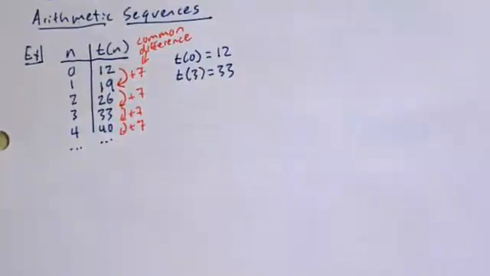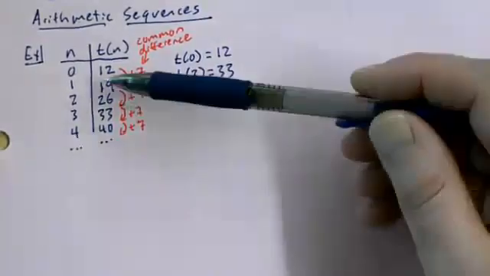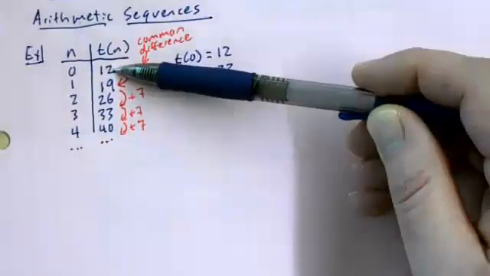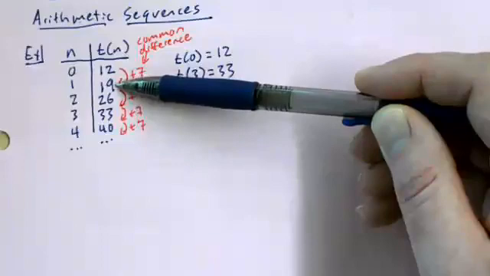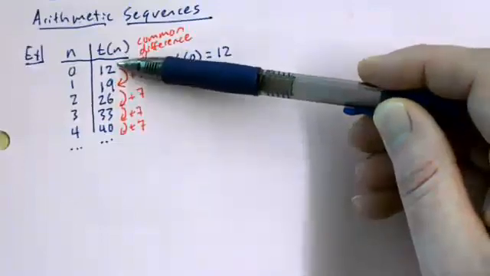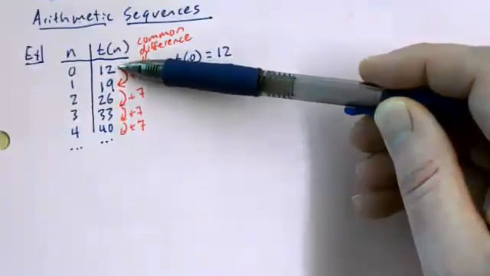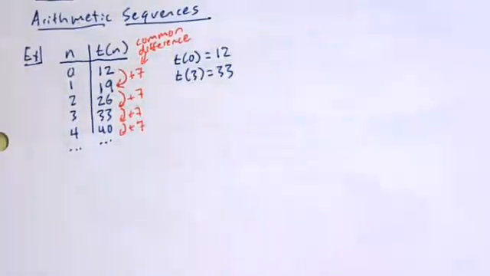I know it's kind of weird with the 0th term, right? If I were to write this in a list, I wouldn't actually write the 12. I would start with the 19 because 19 is the first term. But in a table, sometimes we include the 0th term. I know it's strange. I warned you guys on Friday last week, this idea of the 0th term was going to be a little bit weird for you, but you'll get used to it.